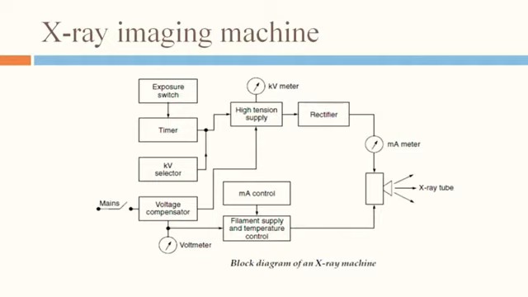The current through the tube follows the high tension pathway and is measured by a milliampere meter. A kilovolt selector facilitates change in the voltage between exposures, and the voltage is measured with the help of a kilovolt meter. The exposure switch controls the timer and thus the duration of the application of kilovolts. To compensate for variation in the main supply voltage, which is 230 volts, a voltage compensator is included in the circuit.